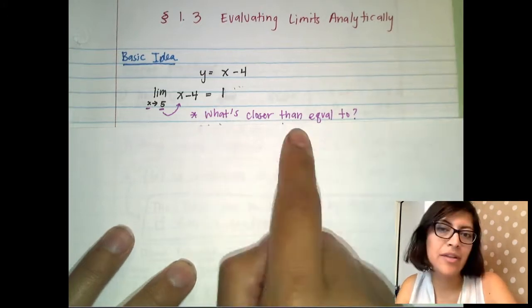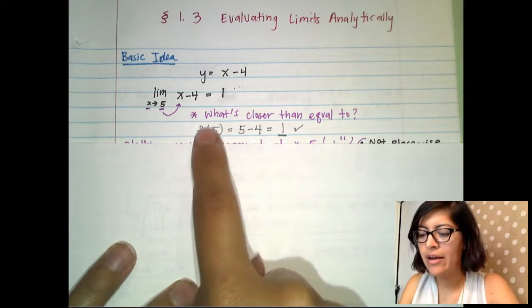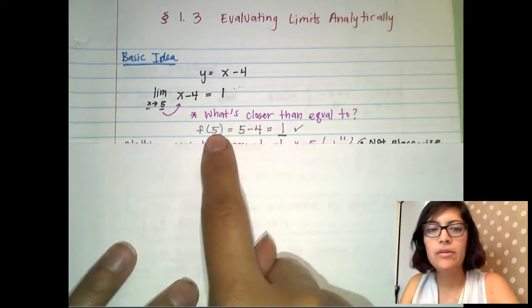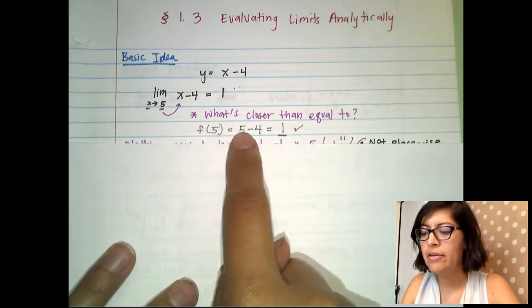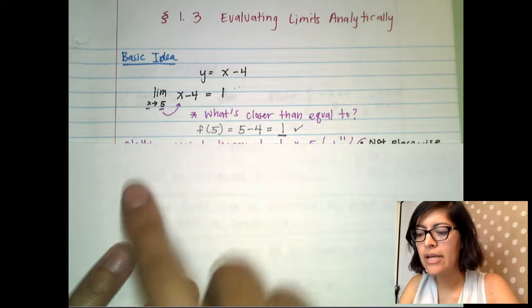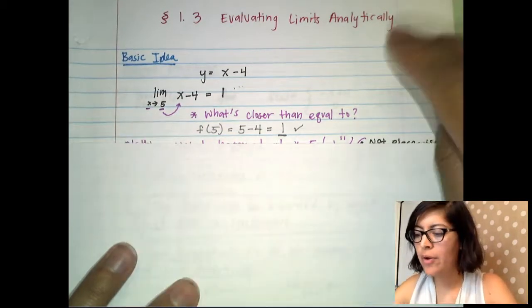So we said, what's closer than equal to? So we said, let's look at when x is equal to 5. When x is equal to 5, it was 5 minus 4, which is 1. So this is what we said in 1.2. This is actually what we're going to be doing.